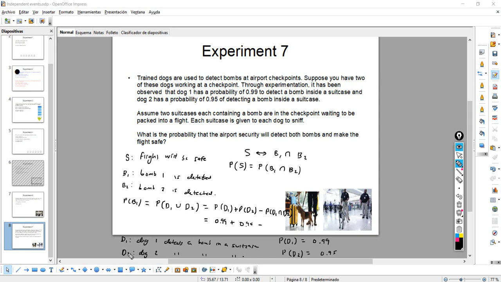So D1 and D2 are independent, and therefore I can find the probability of D1 and D2 simply by means of the multiplication of the probabilities. So that's gonna be 0.99 times 0.95. Okay, and we have all of these expressions which we can calculate. Let's do it.